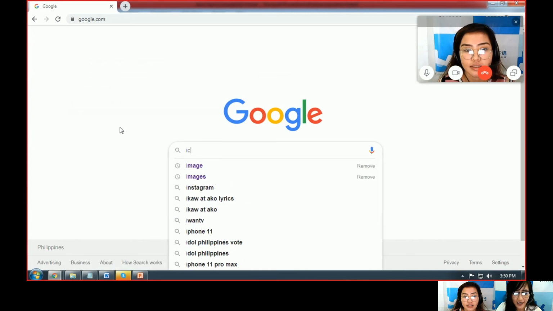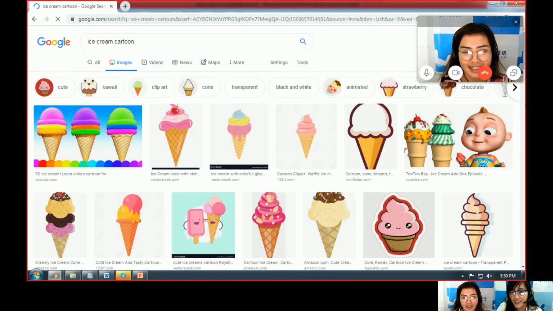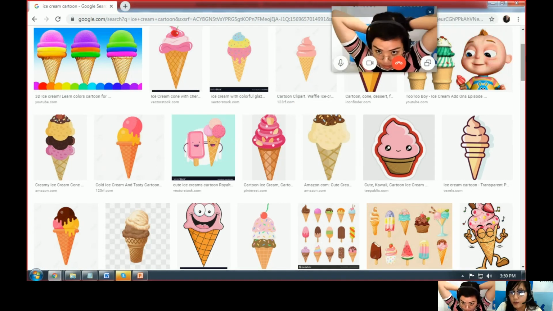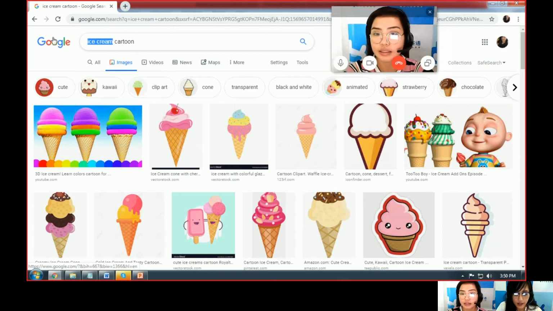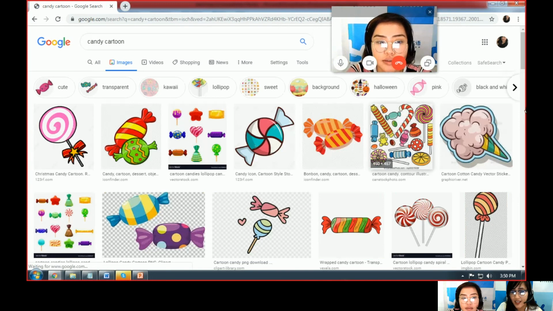Do you like ice cream? So I will search for a picture of an ice cream and send it to our chat box. But on your demo, you can use some printout candies. Like for a moment, like this.